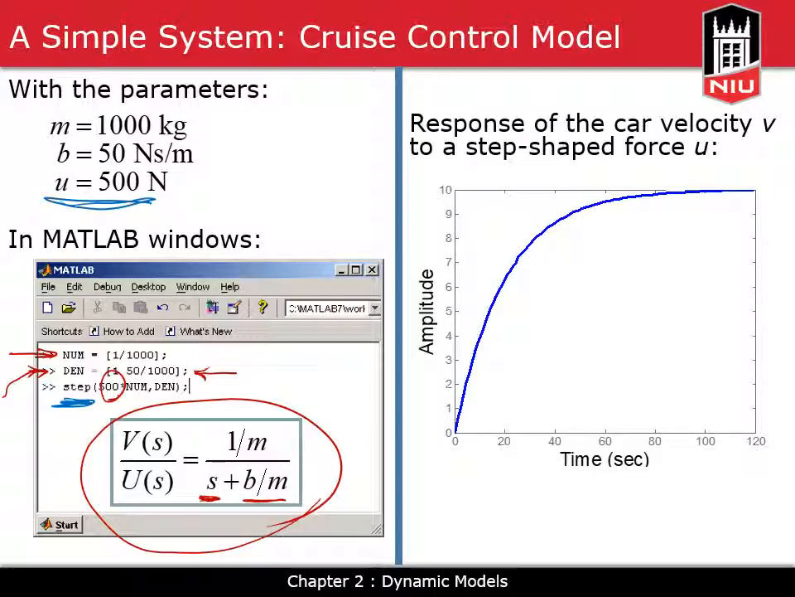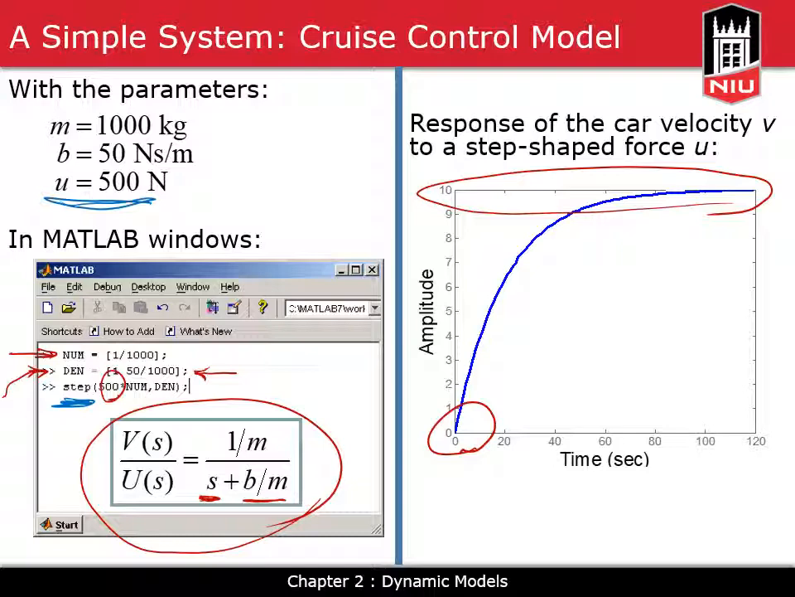Now you can clearly see that even though our input, the engine force, is jumping from 0 to 500 at time 0, due to the constraints and the dynamics of the system, or differential equations, the transfer function that we found, you can relate it to all of these. Due to those, the output velocity cannot jump from 0 to its final value. It is going to start at 0 and then slowly increase to its final value, which in this case, in response to the 500 Newton force, is going to be 10.